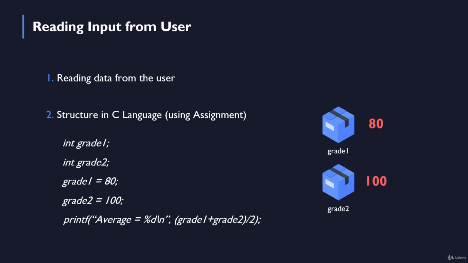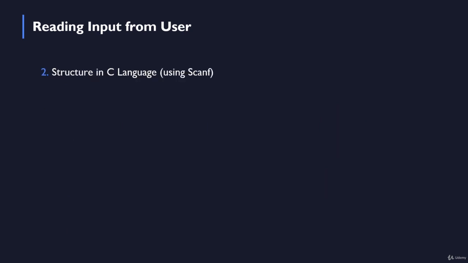We want to give the user the ability to insert his own grades, and then our program will calculate the average grade and give the result to the user. And that's exactly why we learn to work with inputs. Now let's take a look at the syntax of how that should be done in our C programming language.